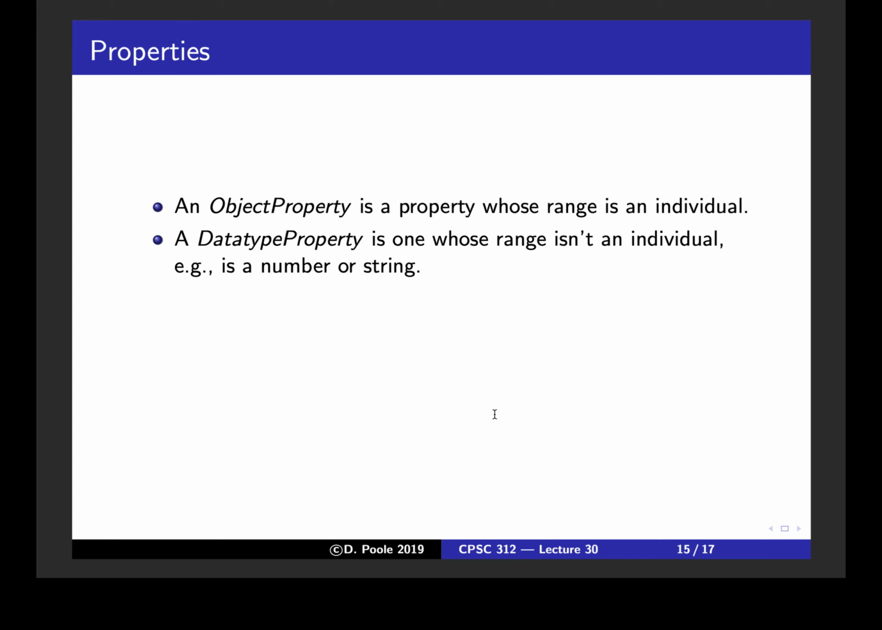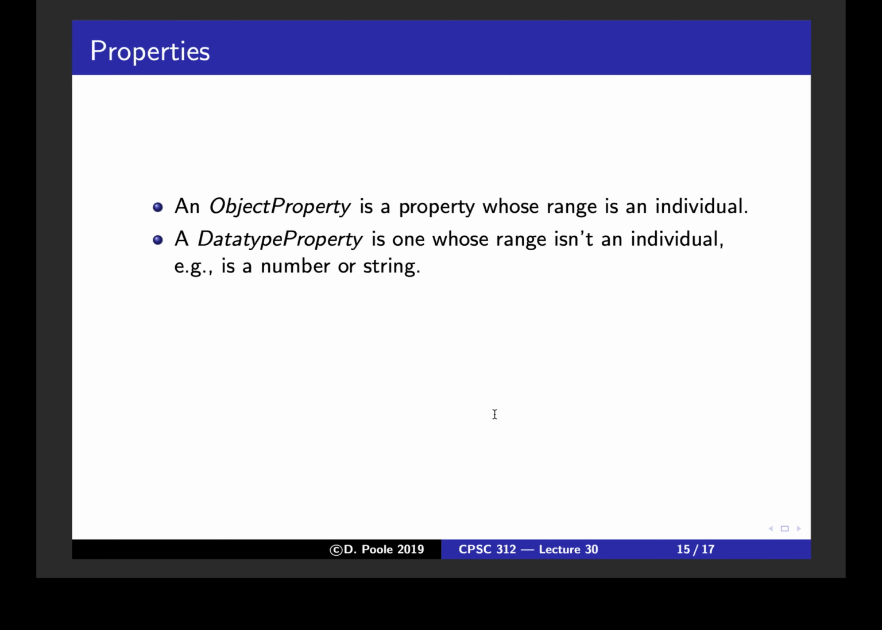There are two fundamental sorts of properties in OWL. An object property is a property whose range is an individual, and a data type property is one whose range isn't an individual. In particular, they're numbers or strings. For example, mother is an object property. It relates two people. Lives in is an object property because the range of it is a place of residence.